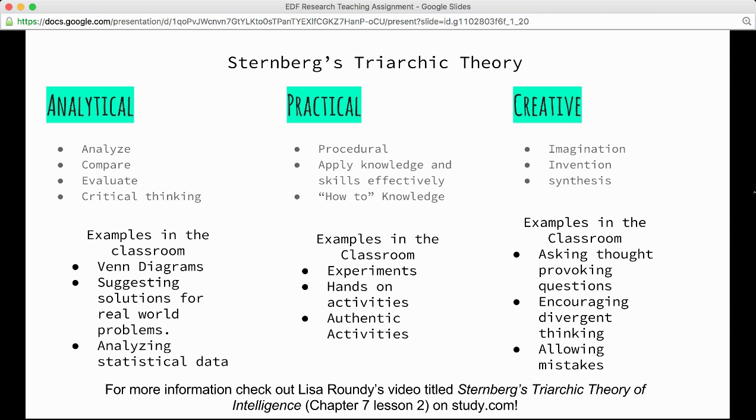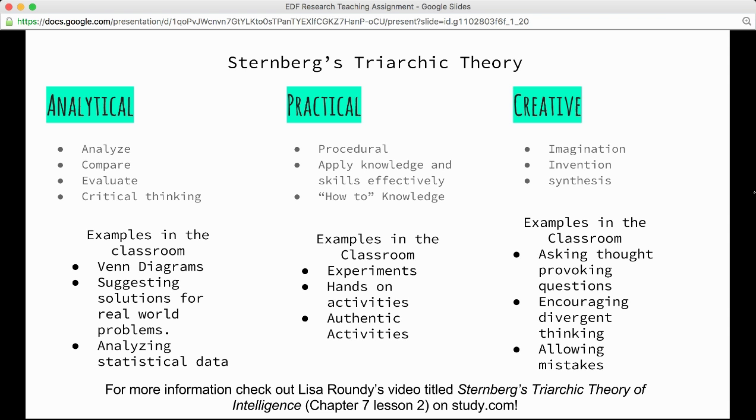Practical intelligence involves applying knowledge and skills effectively to manage and respond to everyday problems. This is going to be more procedural and involves how-to knowledge. Examples of this could be experiments, hands-on activities, and authentic activities, which we will dive into later.